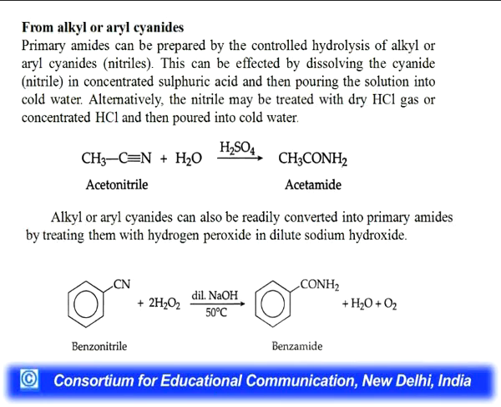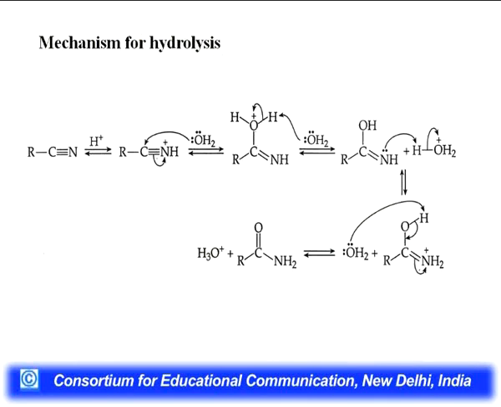Alkyl or aryl cyanides can also be readily converted to primary amides by treating with hydrogen peroxide in dilute NaOH. So, benzonitrile will convert to benzamide. This is the mechanism. First of all, there is a protonation, then a water molecule will attack the carbon, and after rearrangement it will give you the amide. How it takes place you can see in the slide.